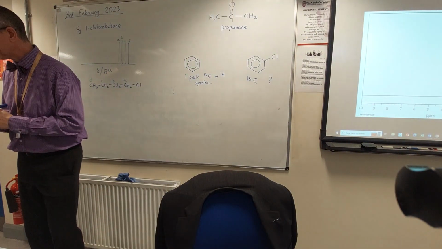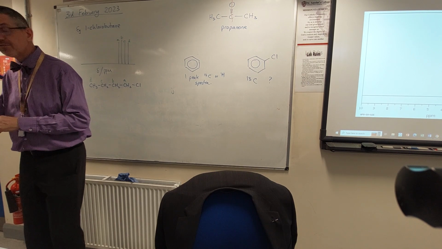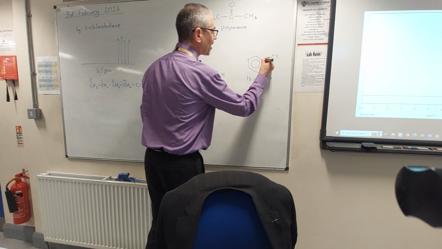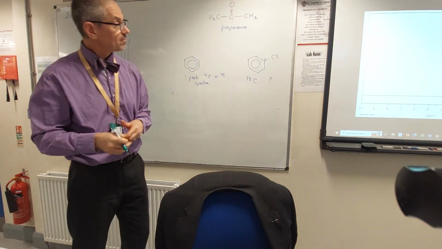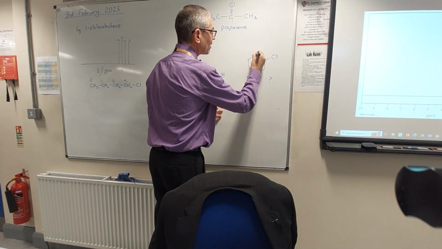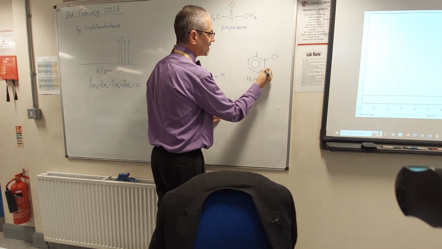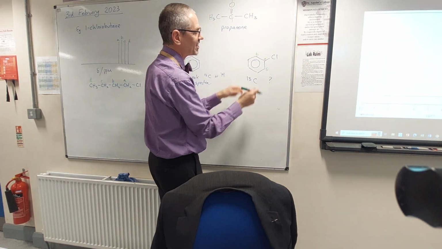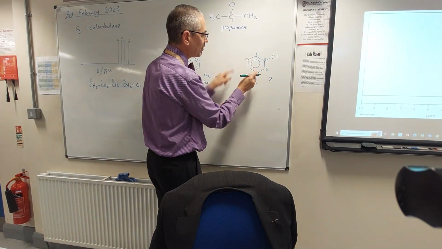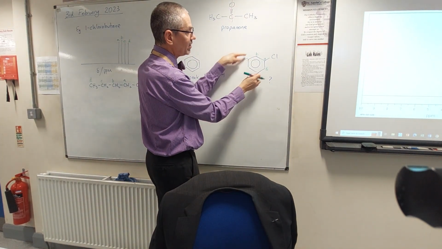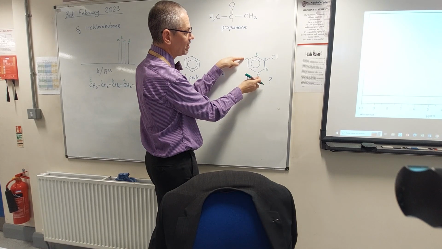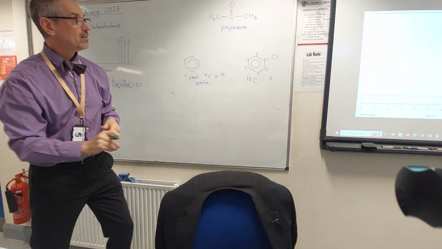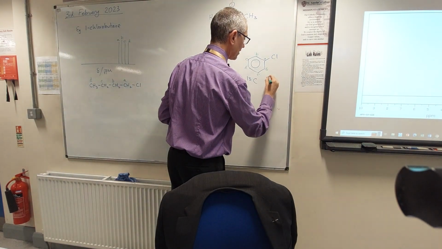How many peaks do you think? 4. 4 is right, yeah. So we'd have a unique carbon there. That carbon there would be the same as that carbon there because they're both next to the carbon with the chlorine. As we went round, these two would be the same as well. Not the same as those two, but the same as each other because they're 2 carbons away from the chlorine. And then we'd have another one at the back there.